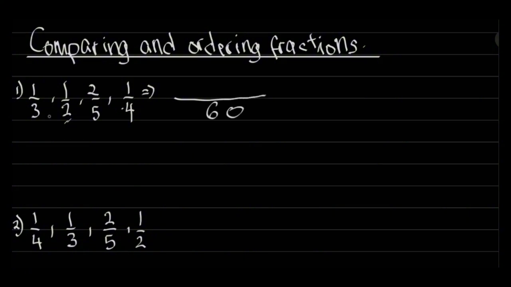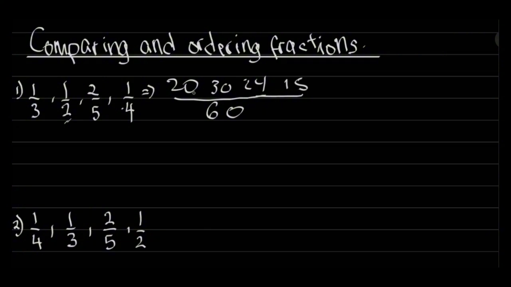Now we are going to divide the LCM by the denominators and multiply the answer by the numerator. So 60 divided by 3 will be 20. 20 times 1 is 20. 2 will go into 60 30 times. 30 times 1 is 30. 5 will go into 60 12 times. 12 times 2 is 24. And then 4 will go into 60 15 times. 15 times 1 is 15.